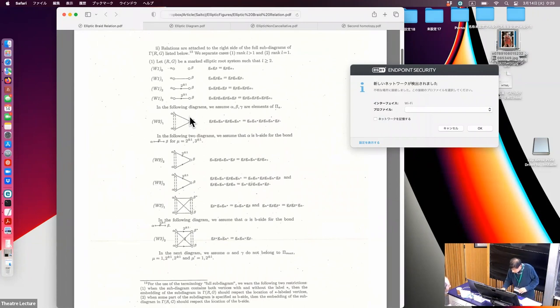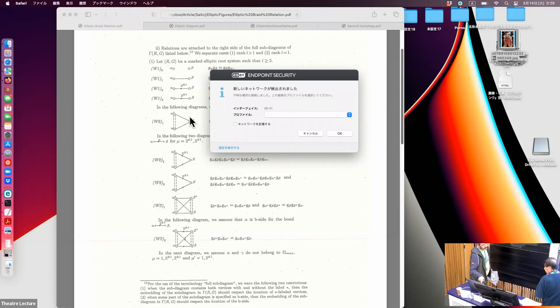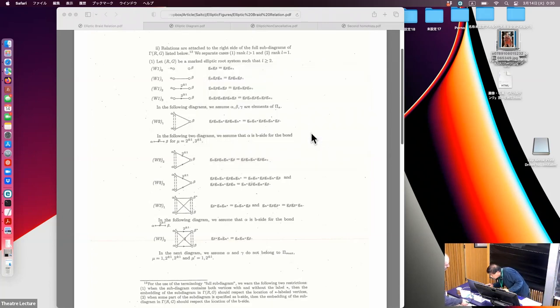So for each vertex alpha, you associate some generator G alpha. Okay, but if you look at the first four or five lines, it's a classical braid relation, or classical relation.